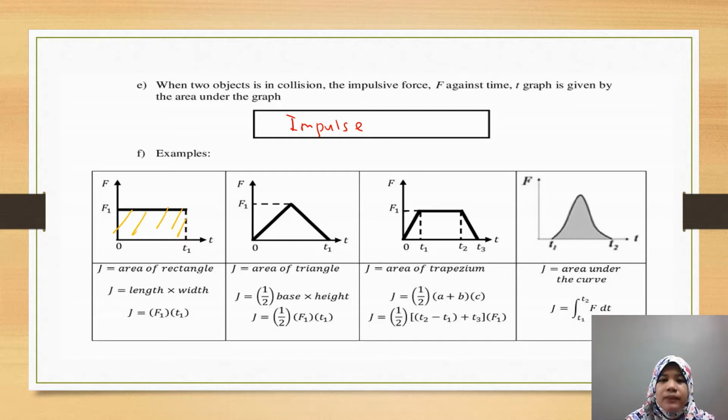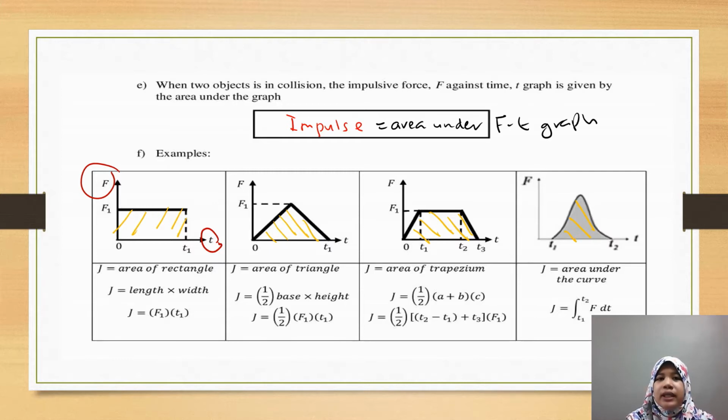Sama juga di sini kita ada area of triangle. This one kita ada area of trapezium. Ataupun kita cari daripada area under the curve. Kalau kita diberi graf F against time, means that kita boleh cari impulse. Macam mana nak cari impulse? Impulse adalah sama dengan area under FT graph. Itu adalah information yang kita perlu tahu.